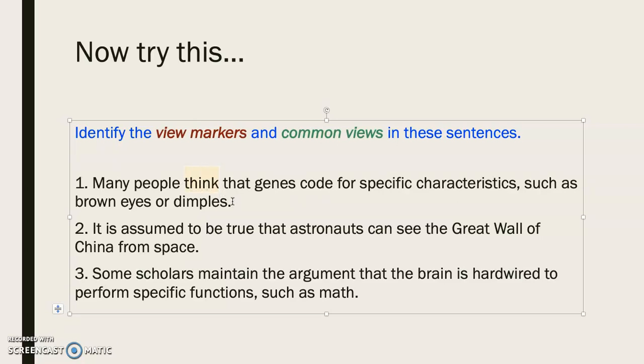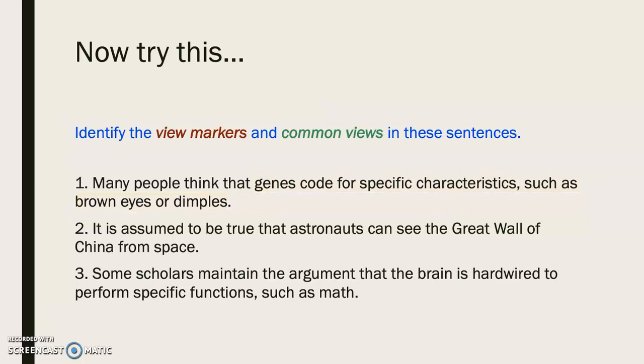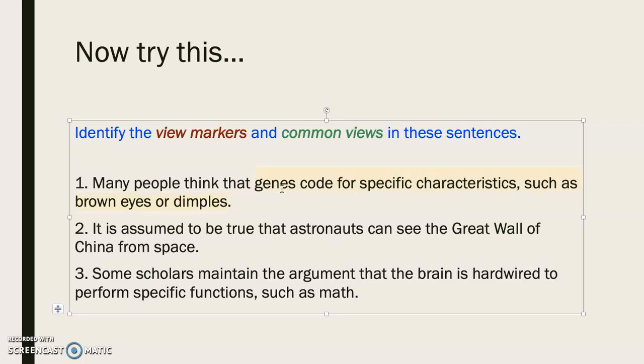And what is it that people think? They think that genes code for specific characteristics, such as brown eyes or dimples. So that would be the common view. The common view would be what people think, and that's this. Okay, let's look at number 2.